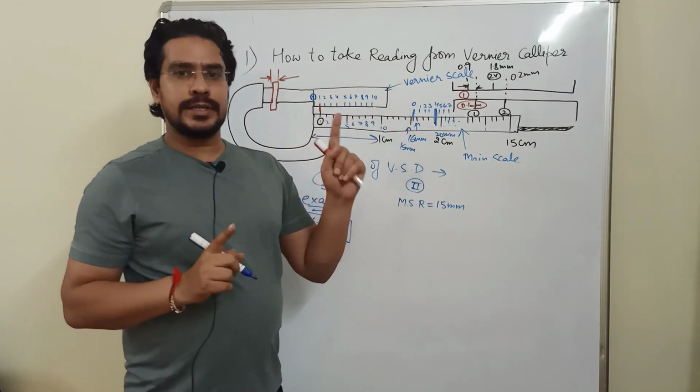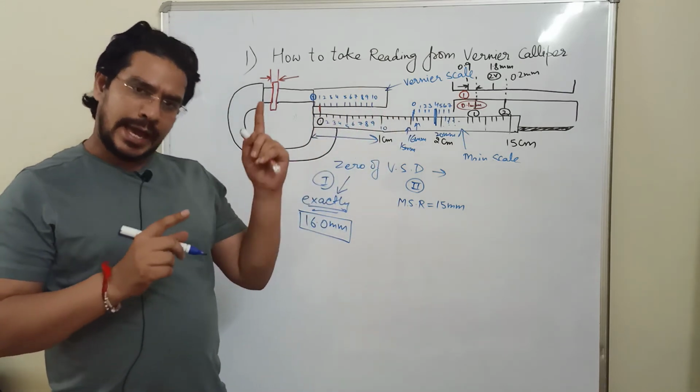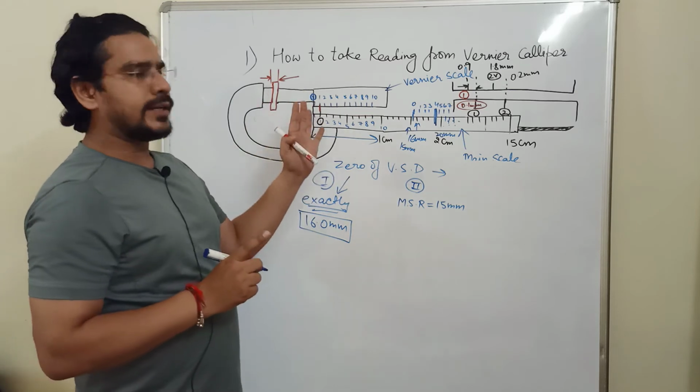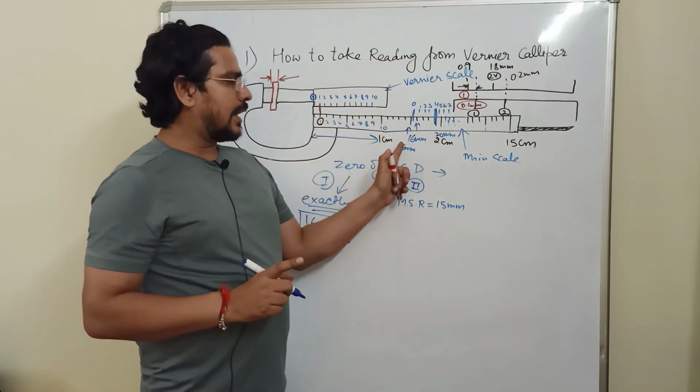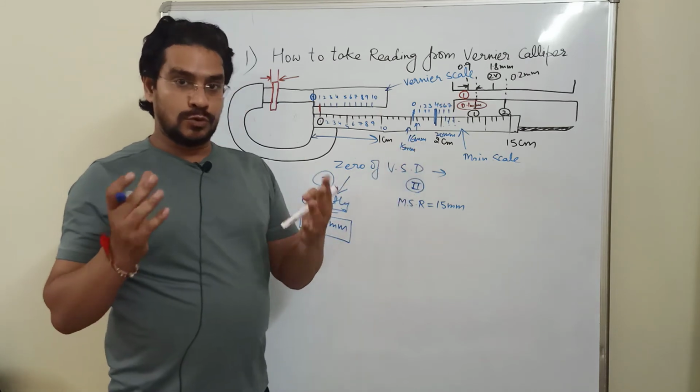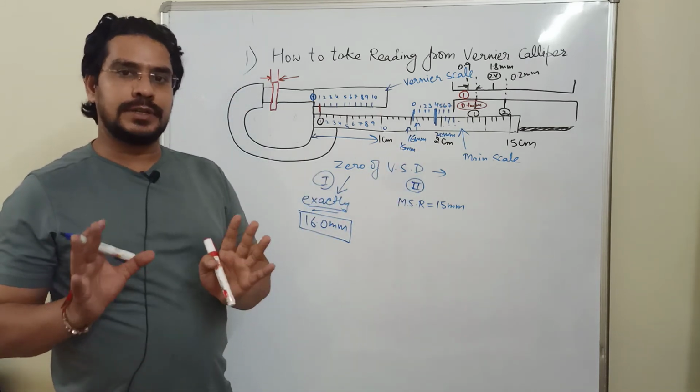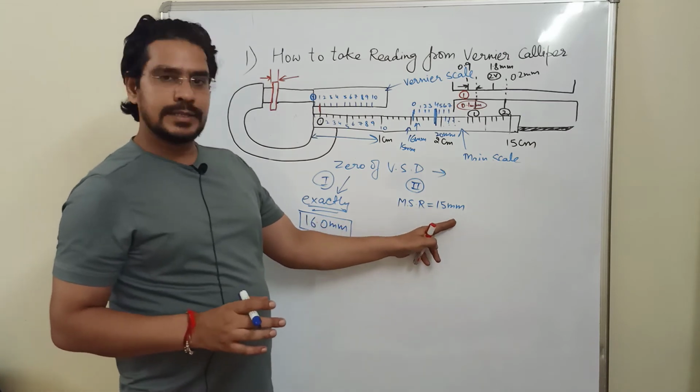Only one line of vernier scale will coincide perfectly with any of the main scale divisions when you are taking any random reading. So you will look at the 0 of vernier scale, it is lying between 15 and 16. So you know that your reading is going to be between 15 and 16. So your main scale reading is 15.